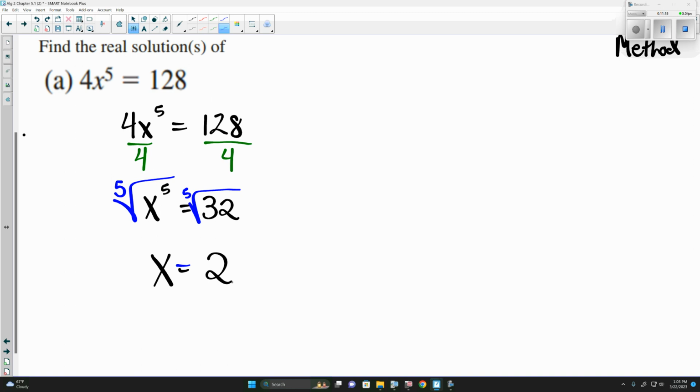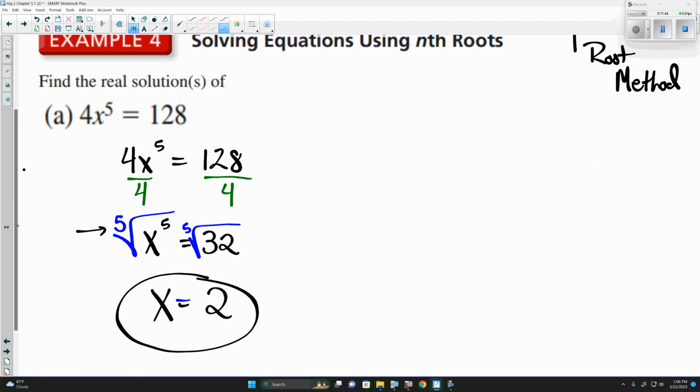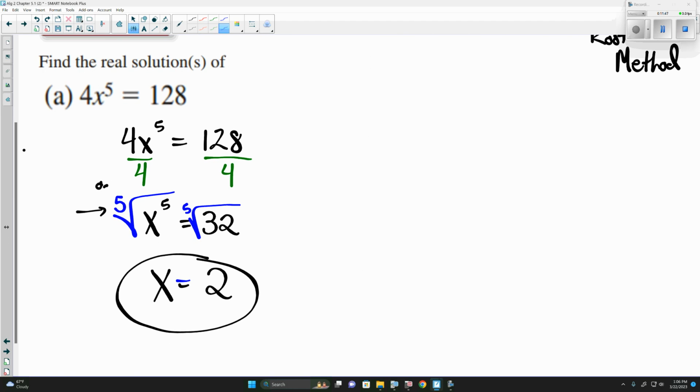Do we need to say plus or minus 2? What root are we taking? Even or odd? Is it an even root or an odd root that we just applied? Fifth root is odd, so we only have one real root. Because when we take odd roots, we only have one real root. If we have taken an even root, then we have 2. So here we only have 1 because we applied an odd root to both sides. If we applied an even root to both sides, then we need plus or minus. So here we just have 2.